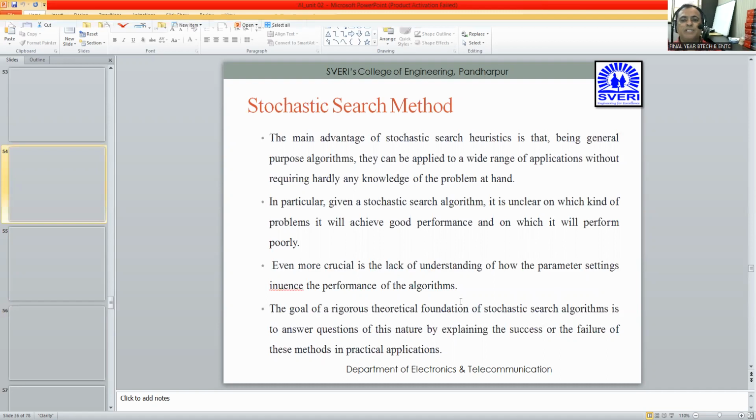The main advantage of stochastic search is that these heuristics are generally proposed as general algorithms. They can be applied in a wide range of applications without requiring hardly any knowledge of the problem. In particular, given a stochastic search algorithm, it is unclear on which kind of problem it will achieve good performance. That is the problem with stochastic search. Even more crucial is the lack of understanding of how the parameter settings influence the performance of the algorithm. The goal of a rigorous theoretical foundation of stochastic search algorithms is to answer questions of this nature by explaining the success or the failure of these methods in practical applications.